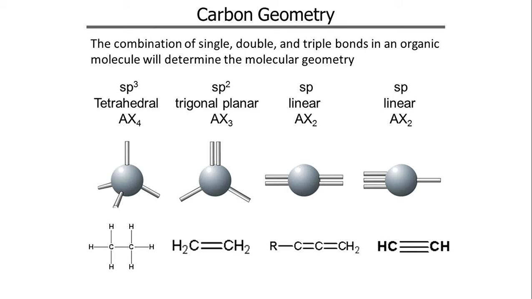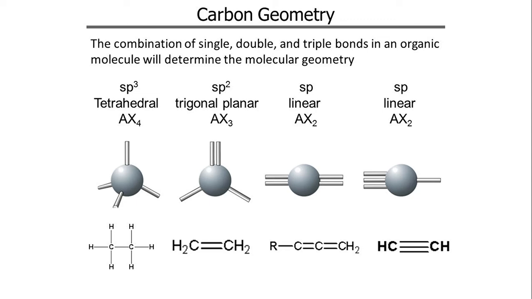There are 2 types of linear arrangements we can have. Both of them use the sp hybridization and AX2 format. Again, A being the central atom, X being the bonded atoms. In the first one, we can see the carbon forming 2 double bonds, one on each side. In the second one, we can see it forming a triple bond on one side and a single bond on the other one.